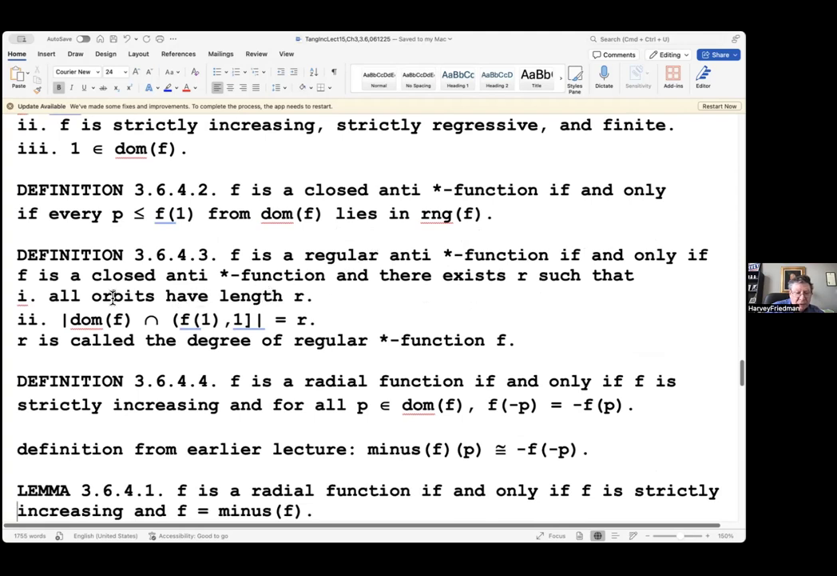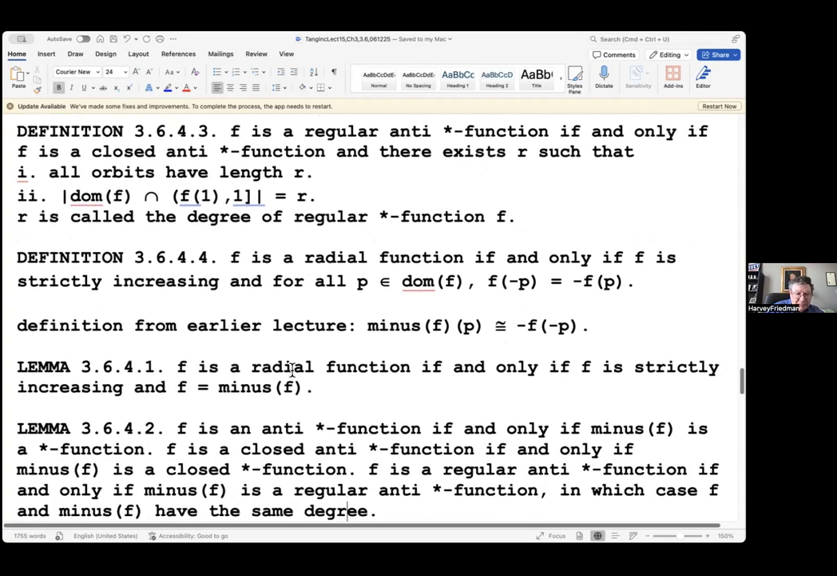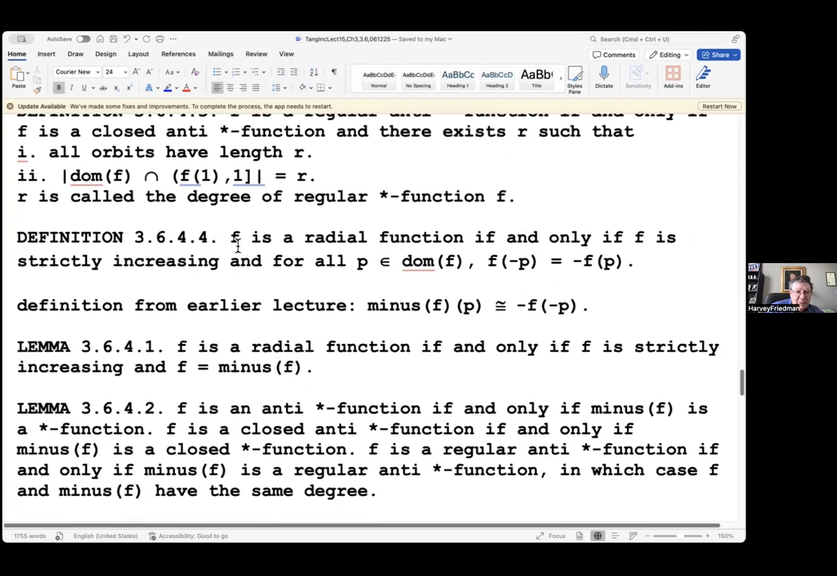Okay, so this is just a repeat of the same thing except the dual. All right, now we say that f is a radial function if and only if f is strictly increasing, and for all p in the domain, f of minus p is minus f of p. This is an important notion. Radial if and only if f is strictly increasing, and for all p in the domain, f of minus p equals minus f of p.